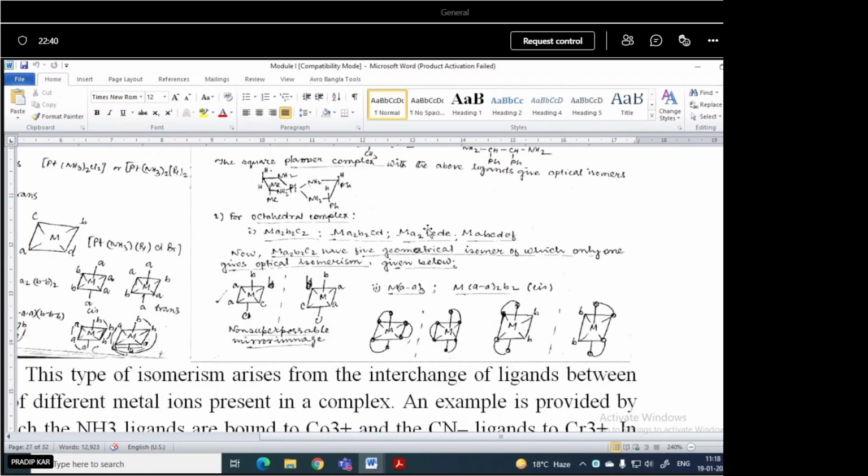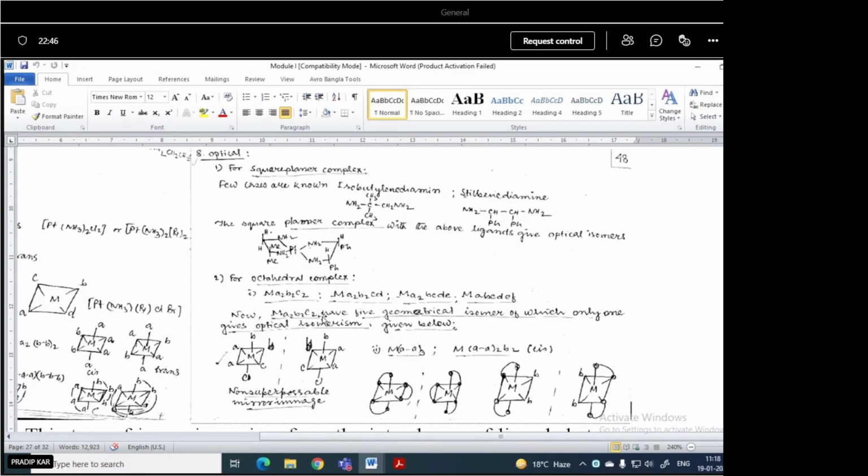In case of octahedral complexes, Ma2B2C2, Ma2B2CD, Ma2BCDE and MABCDEF may show optical activity. Okay, now Ma2B2C2 has 5 geometrical isomers, of which only one gives optical isomerism.